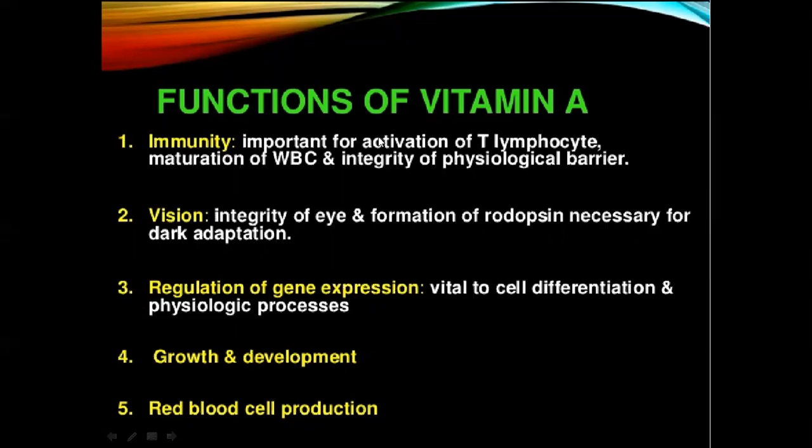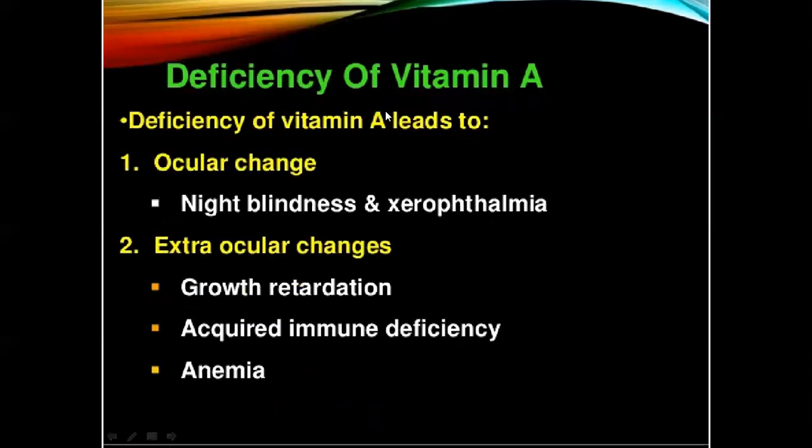Deficiency of vitamin A. Deficiency of vitamin A leads to ocular changes and extraocular changes. Ocular changes are night blindness and xerophthalmia. Extraocular changes are growth retardation, acquired immunodeficiency, and anemia.